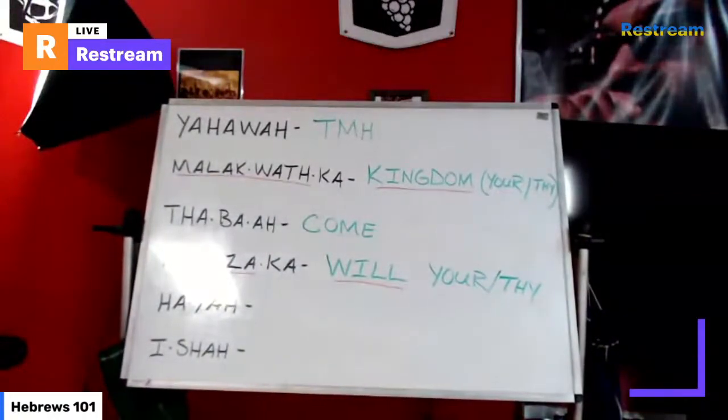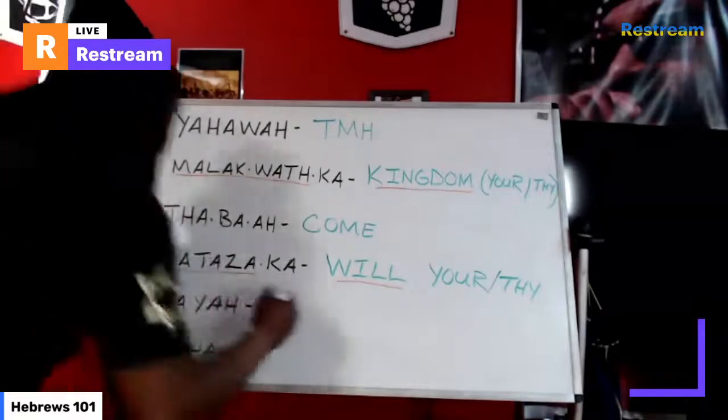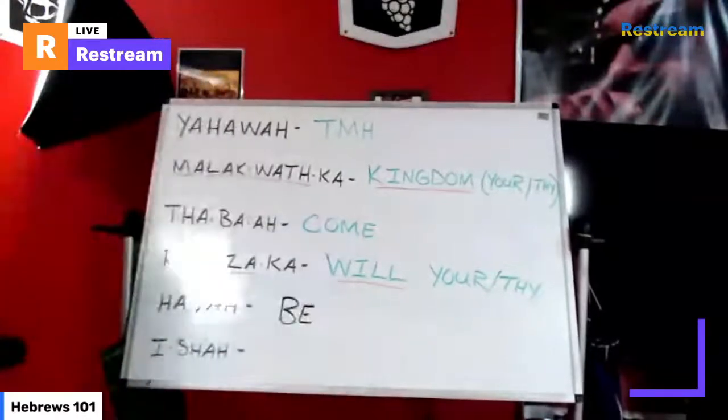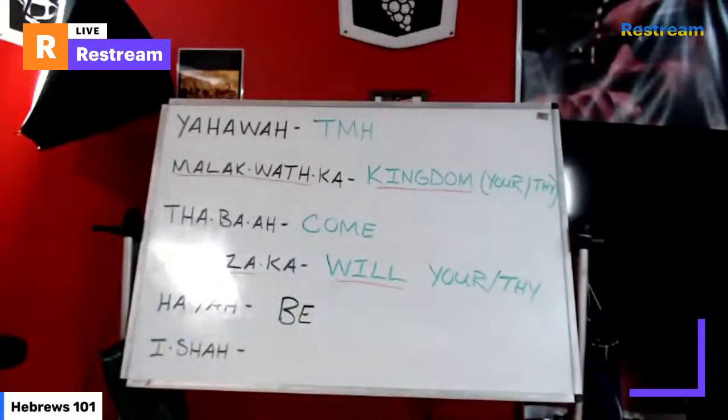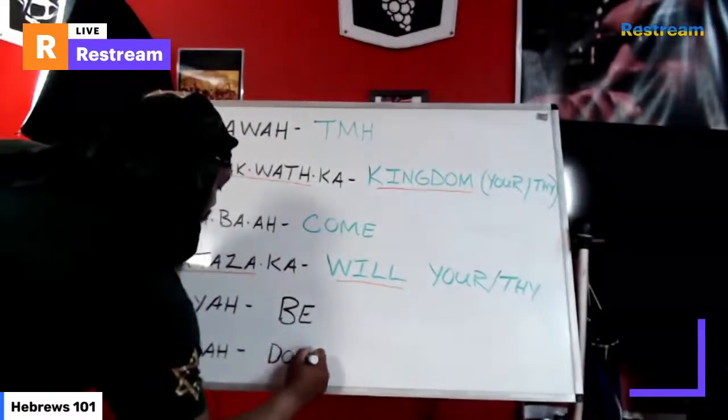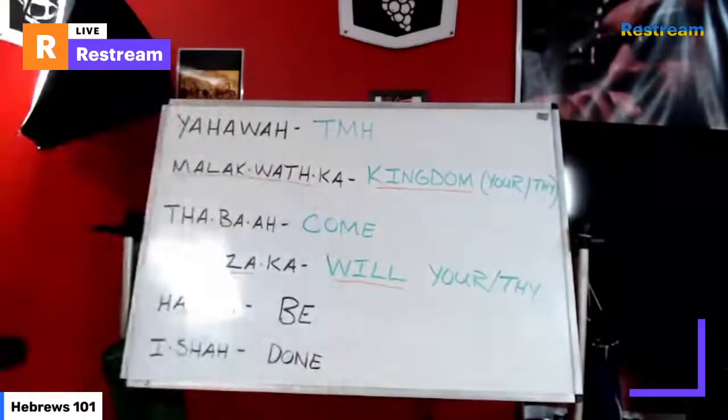Okay, look for your notes. Ayah is going to be. Exactly. Very good. Ayah is going to be. All right? Then we have Aisha. Done? Yes, very good. Be done. All right? Very good. It's coming along. We're moving along. Quite nice. All right. So we have Yahweh.